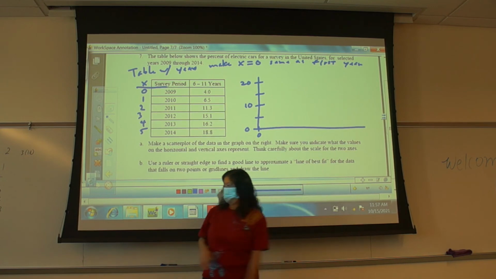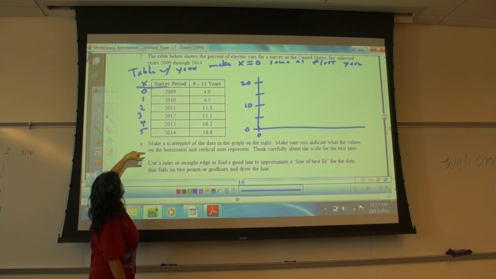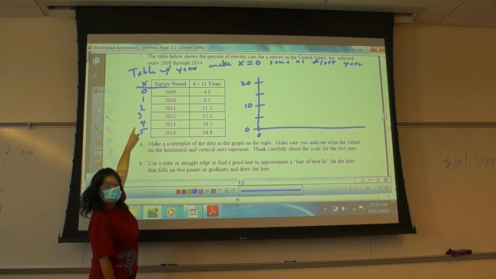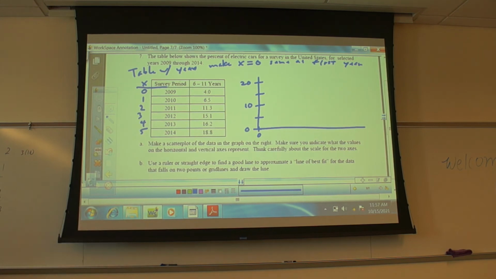And my x needs to go from what to what? 0 to 5. Everybody with me there? So I just need to go 0 to 5. That's easy. 1, 2, 3, 4, 5. These are years after 2009. And this part here is, what is this? No, that's confusing me. 6 to 11 years. What does that mean?